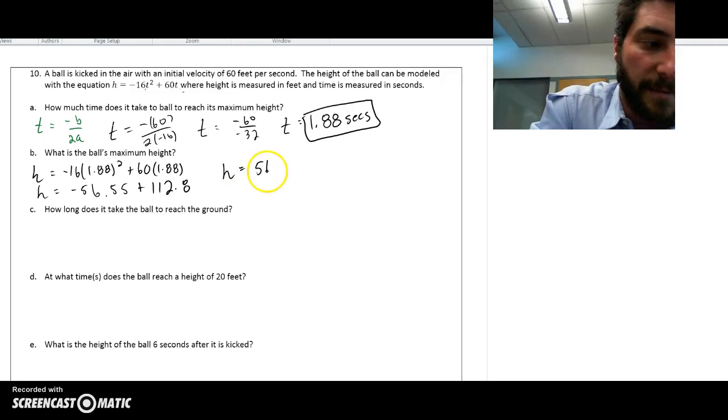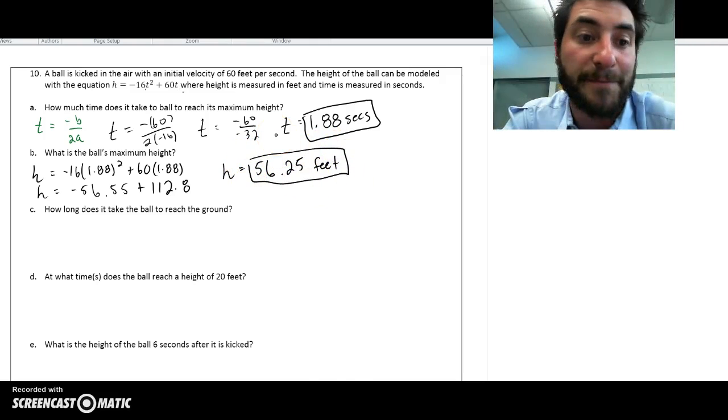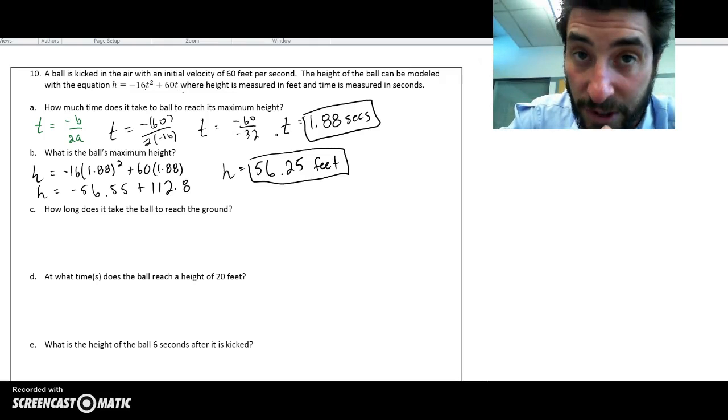So the maximum height is about 56 feet. Write that out: the maximum height the ball will reach is about 56 feet. Perfect. How long does it take the ball to reach the ground?